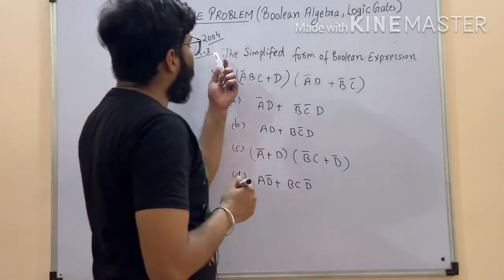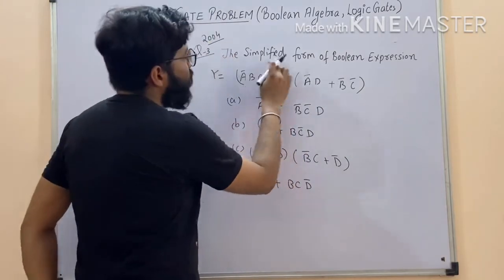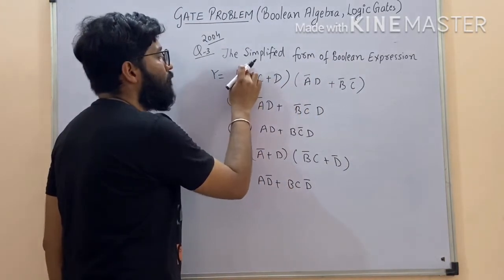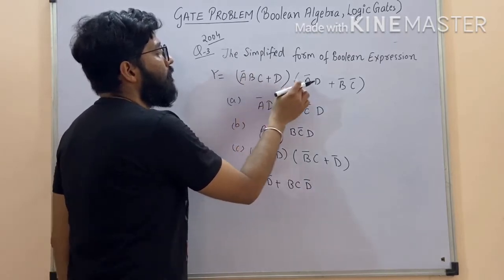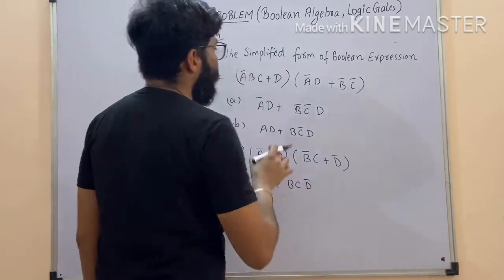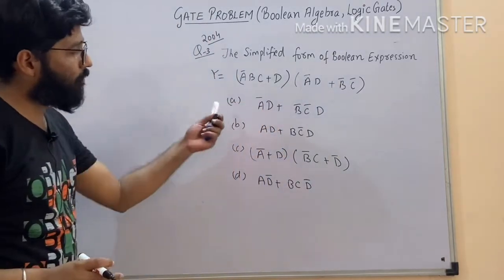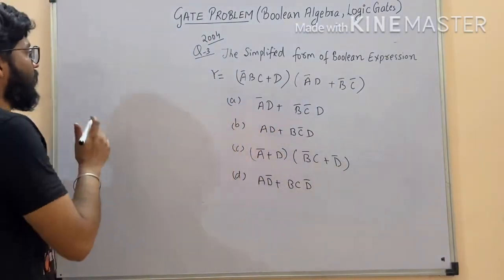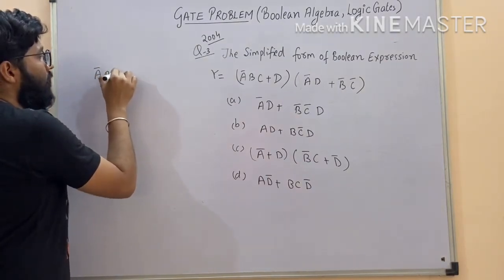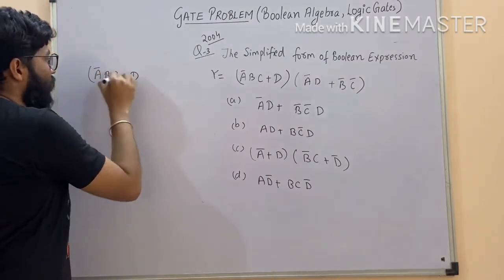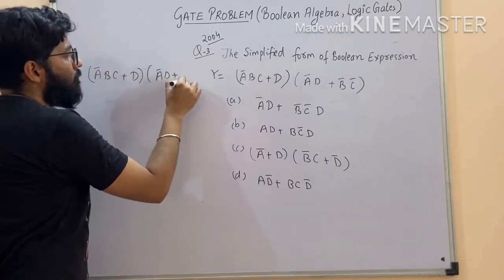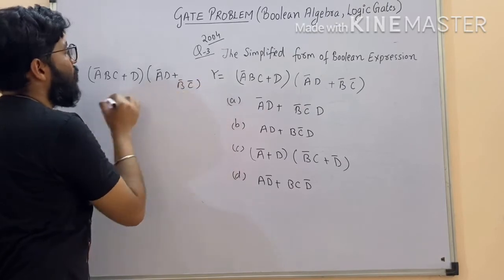Now see the next problem, that is 3. The simplified form of the Boolean expression y equals a complement b c plus d, bracket, a complement d plus b complement c complement. You have to simplify this expression and take the correct option. Now you write a complement b c here and d, and a complement d plus b complement c complement.